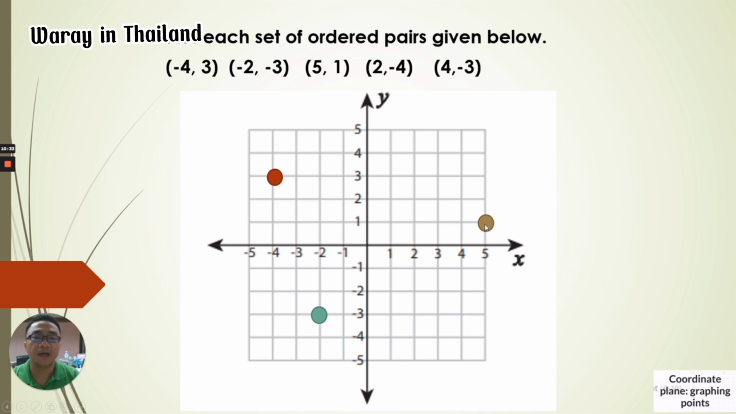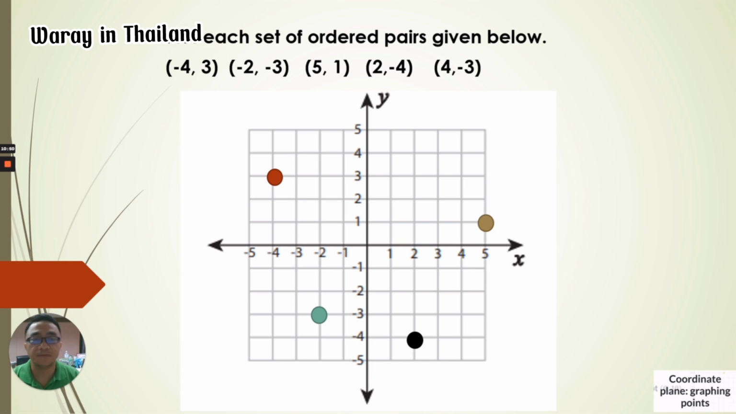There we go. And next we have 2, negative 4. This is a positive and negative. Where can you find one? Quadrant 4. Positive 2 for x and negative 4 for y. So it's about here.